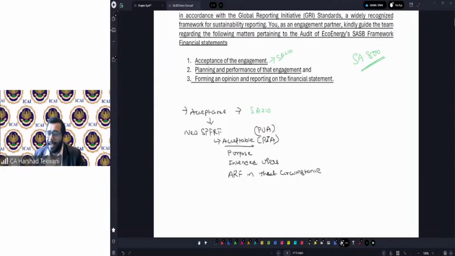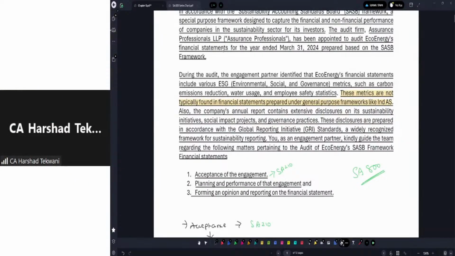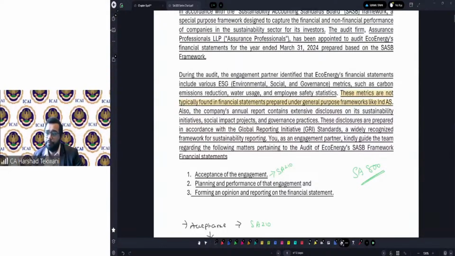Okay. Now the second part, planning and performing an audit. What is the requirement of SA 800 when it comes to the planning and performing of audit? Come on, guys. What is the requirement of SA 800? Or in this scenario, what should be the requirement with respect to planning and performing the audit? Anyone? No? Anyone, what is the requirement with respect to planning and performing the audit, which is enumerated in SA 800?